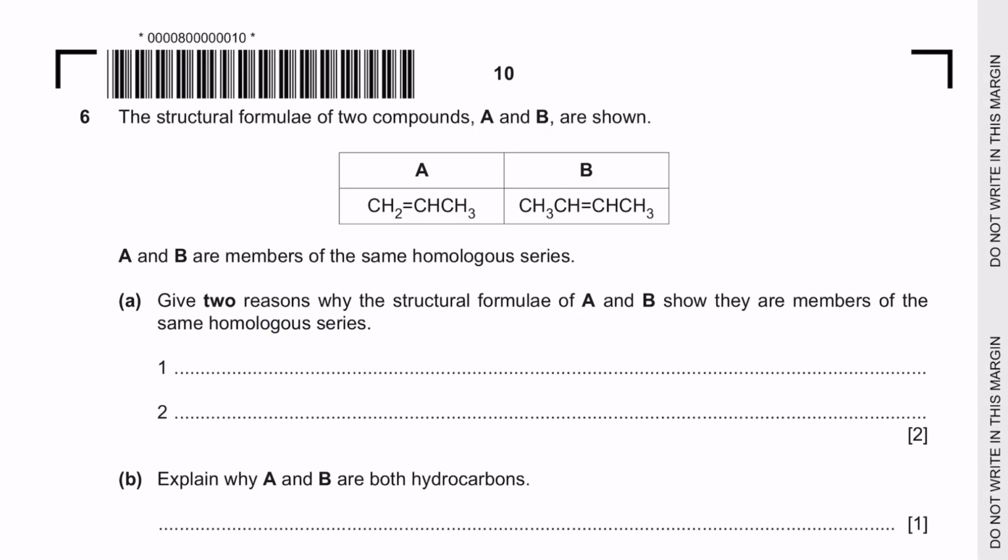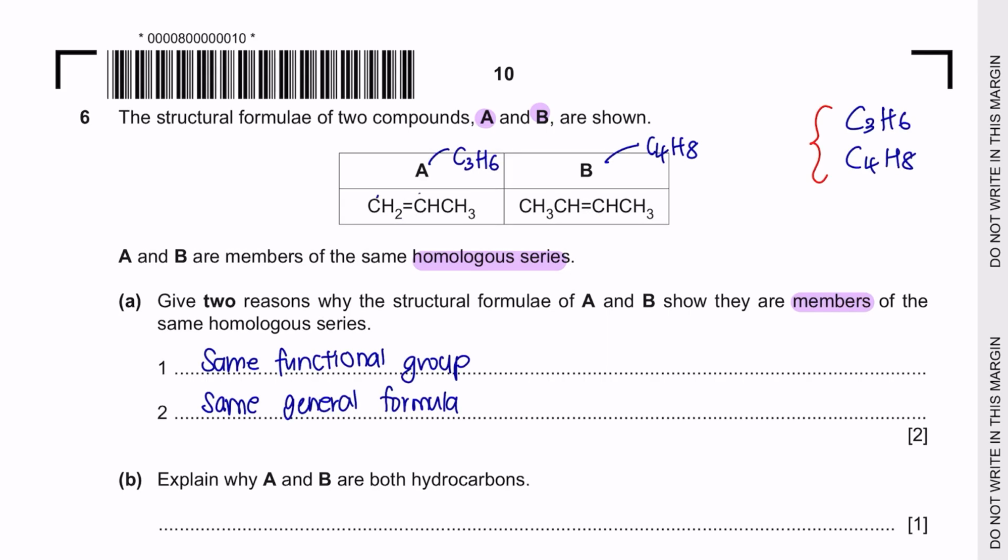And the last question here is on organic chemistry, question 6. The structural formula of two compounds A and B are shown. If you have a double bond, it means that your compound is an alkene. A and B are members of the same homologous series. Question A. Give two reasons why the structural formula of A and B show that they are members of the same homologous series. Because they have the same functional group and they have the same general formula.